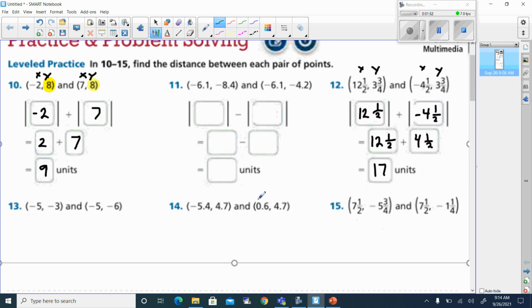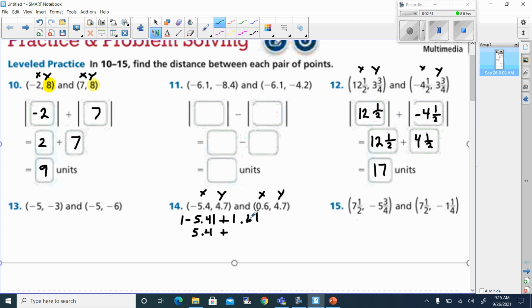All right, I got number 14. We're going to do these the same way we did these up here. We're looking for the ones that are the same. We see the x and the y. Again, the y is the one that's the same. If the x was the same, I'd use the y, but since the y is the same, I'm going to use the x. I'm going to use the absolute value of -5.4, which is 5.4. If I was to write it out, I would put the absolute value of -5.4 plus the absolute value of 0.6. Sorry about that. We know the absolute value of -5.4 is just 5.4.